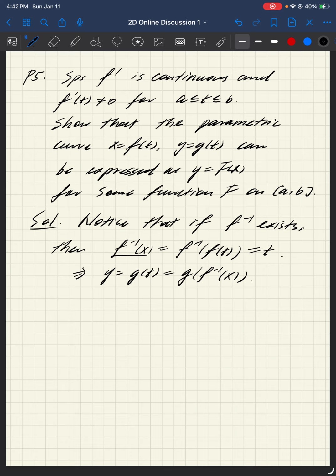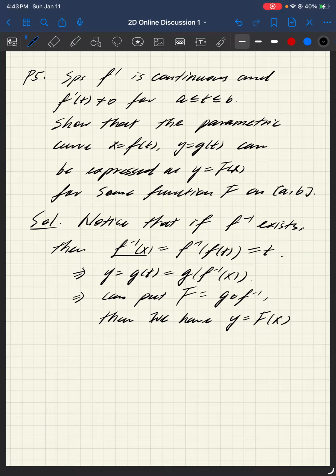So if f inverse is a function, I can put big F equals g composed with f inverse. Then I have y equals big F of x, right? So it would be really convenient if f inverse actually exists. So how do we actually show that it exists?